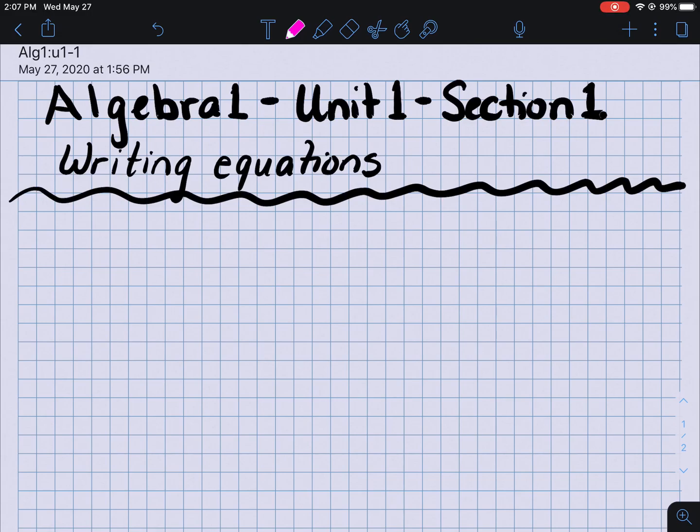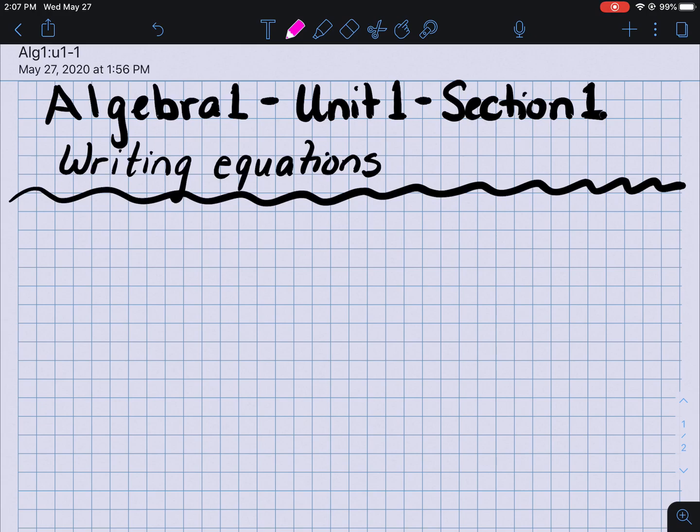Hi guys, we're going to work on Unit 1, Section 1, Writing Equations. I know this is a little bit different than the way I usually take notes, but the nice thing is that you can pause it if I start to go too fast. And if you have any questions, I want you to write the questions down in the margins, and then tomorrow when you come into class, I can make sure I answer all your questions.